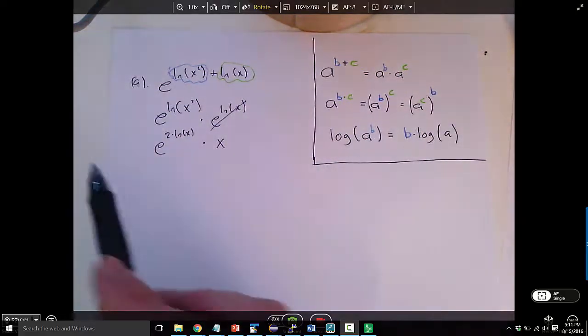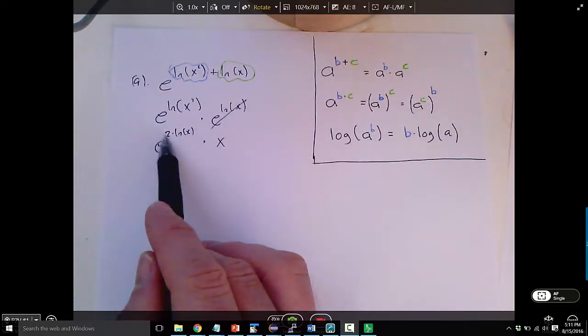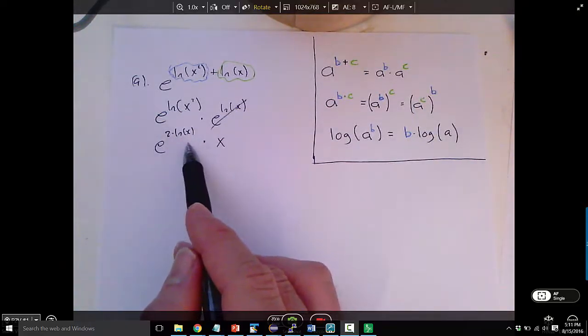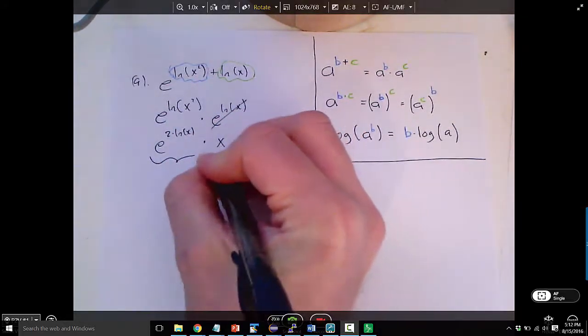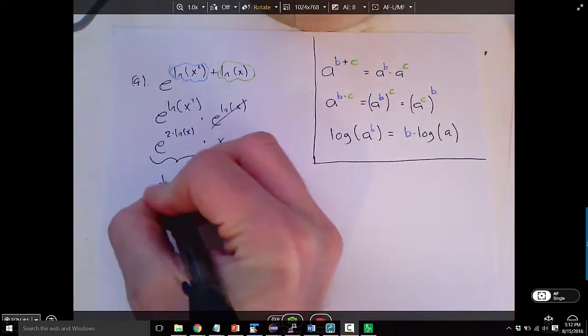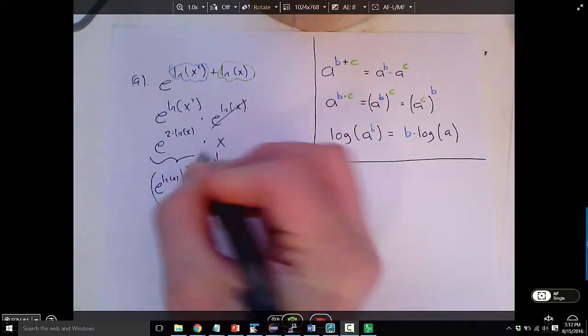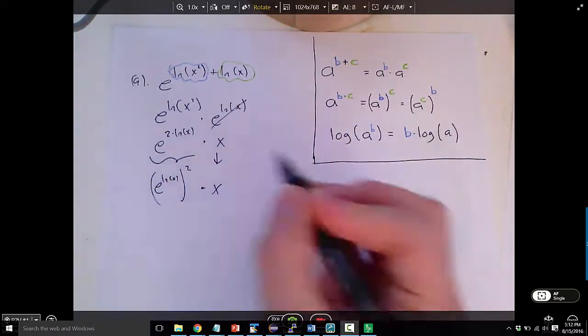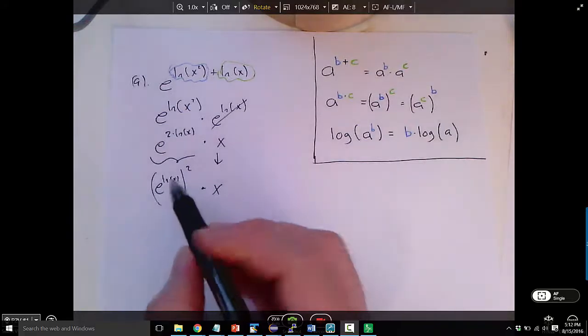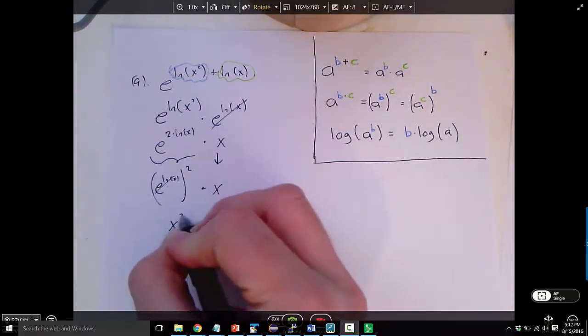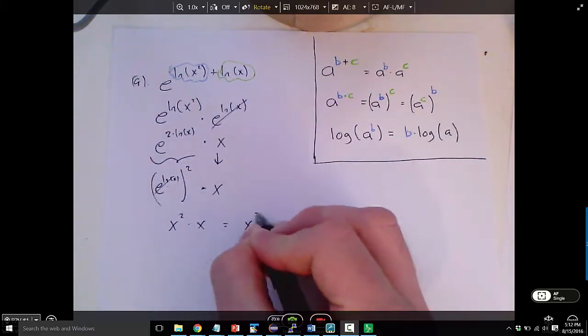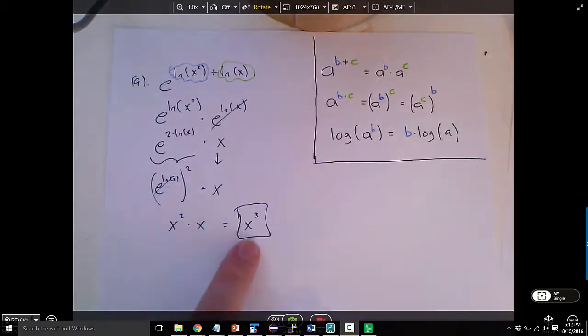What that means is I could make this e squared to the power of natural log x. That doesn't seem that productive. Or I could make it e to the natural log x, and then that whole thing to the power of 2. So let's do that. So e to the natural log x, and then that whole thing squared, and that's still times x. That makes sense, because now these actually do cancel because they have the right form. That gives us x squared times x, so all of that eventually ends up being x cubed.